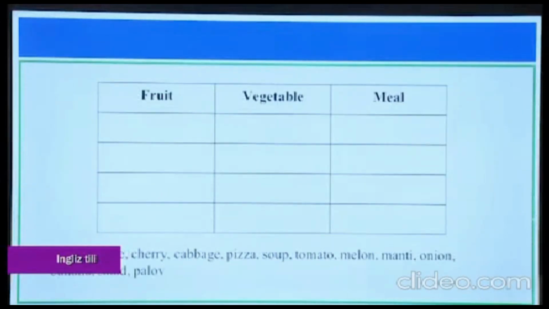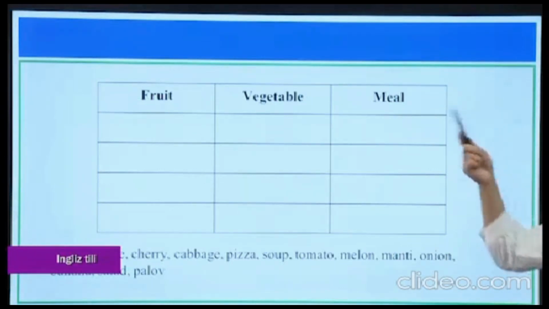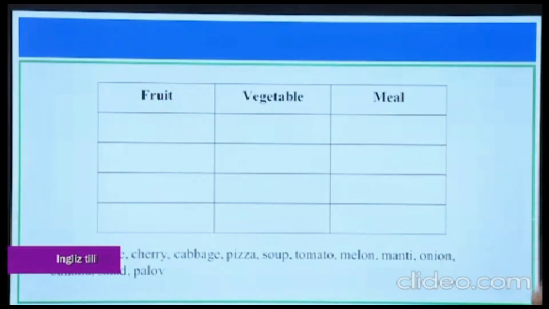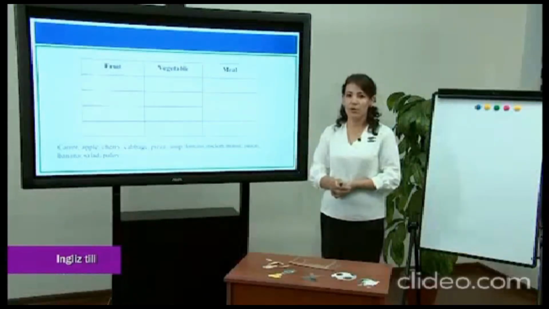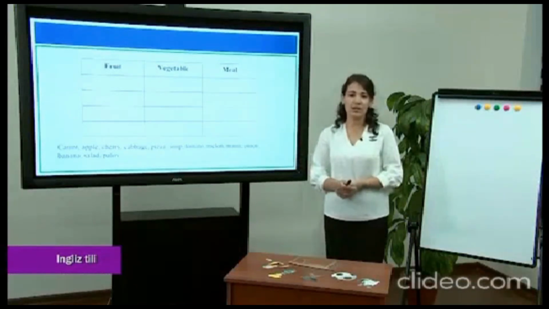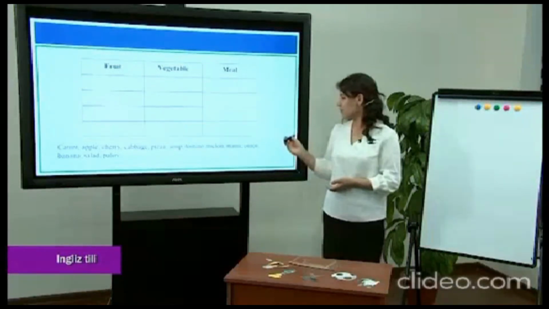They can classify the words according to their meaning. For example, when you give words like carrot, apple, cherry, cabbage, pizza, or soup, and so on, your pupils should classify them into fruit group, vegetable group, and meal group. This is the basic meaning of Worldclass dictation. And there are some other types of dictations that are also interesting.